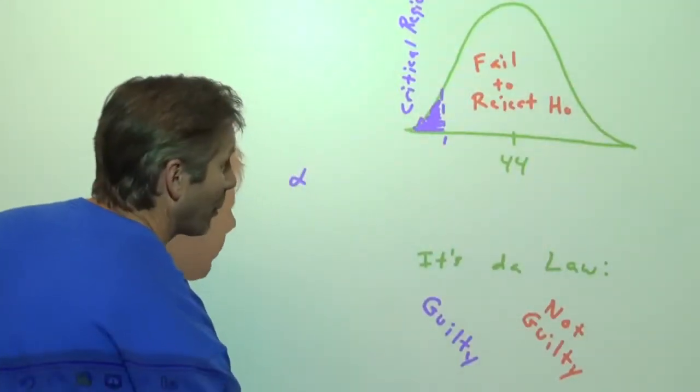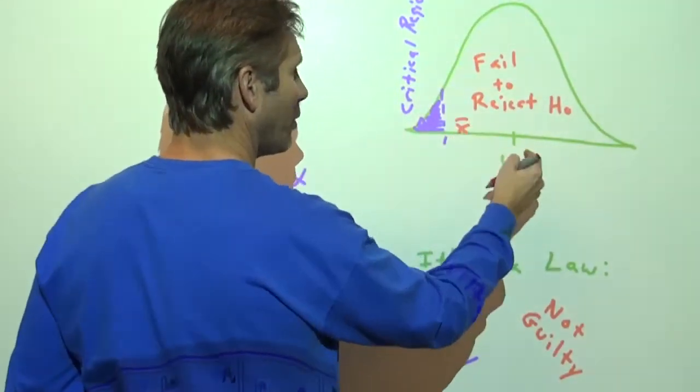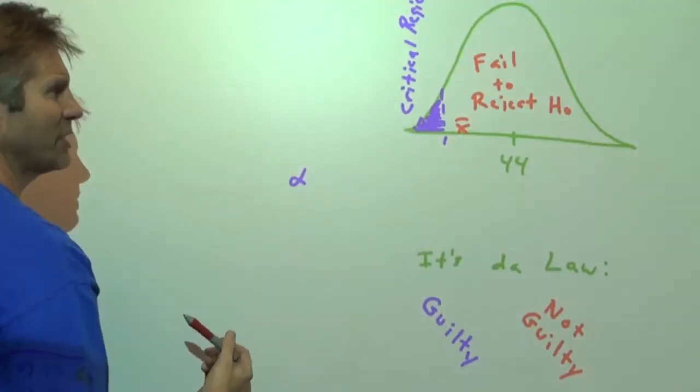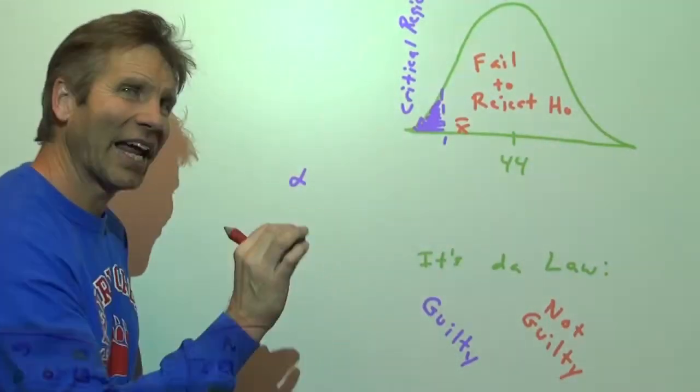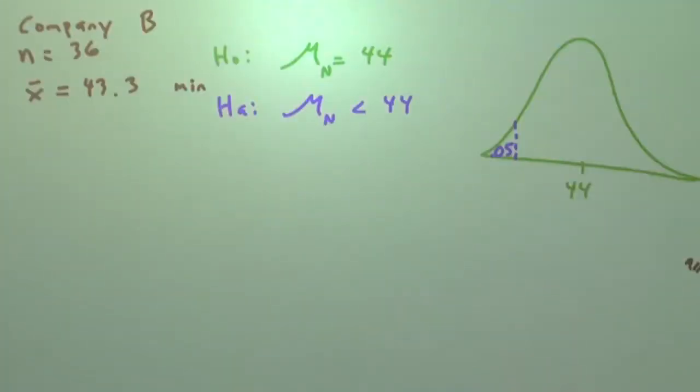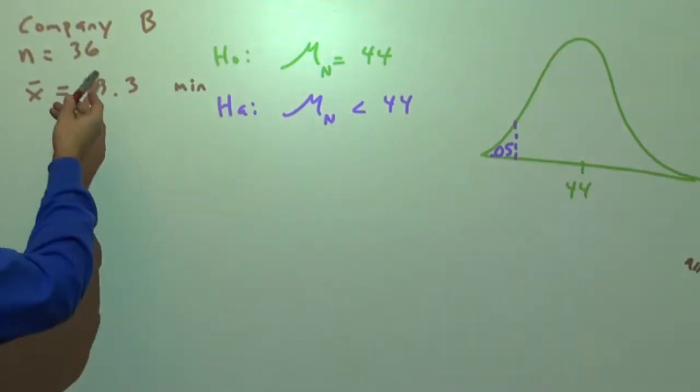If we take a sample and our sample mean is below the 44, but it's not past that 1.645 standard deviation critical value, then there's not enough evidence to convict. We fail to reject the null. So get used to that lingo. Now, what if a different company came along?